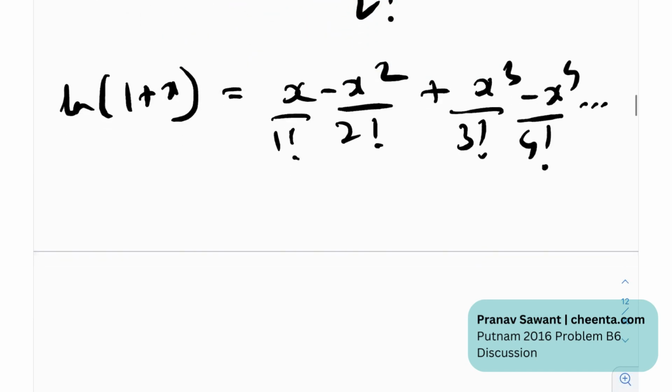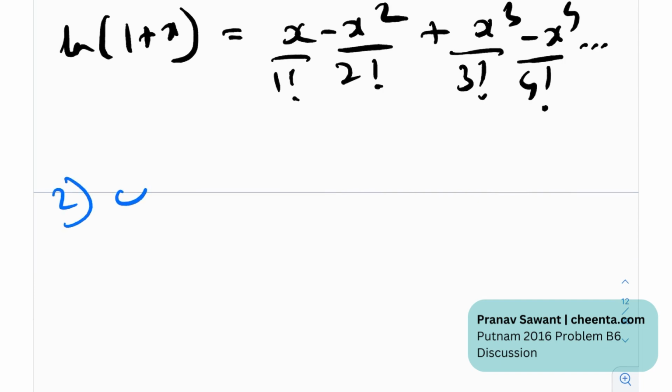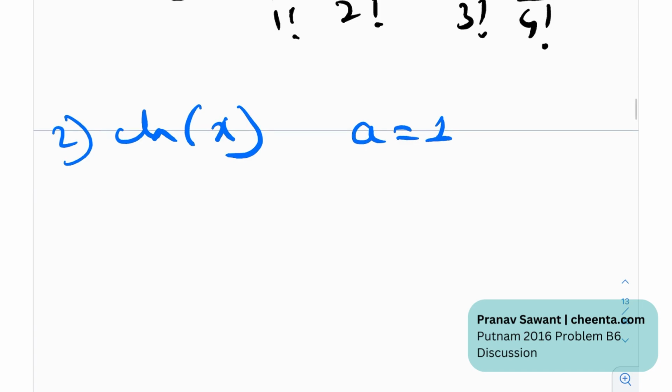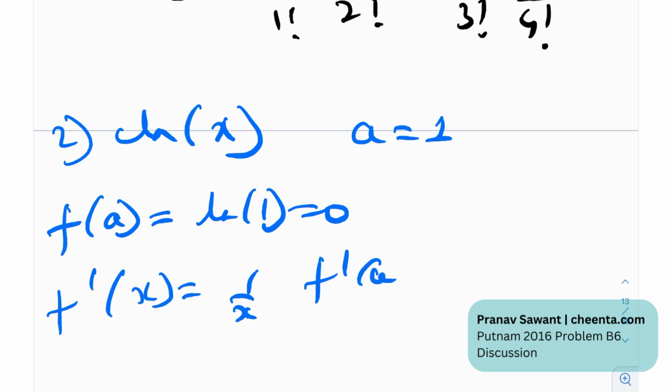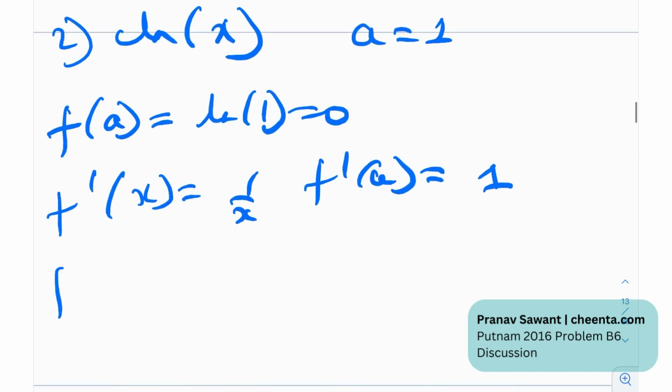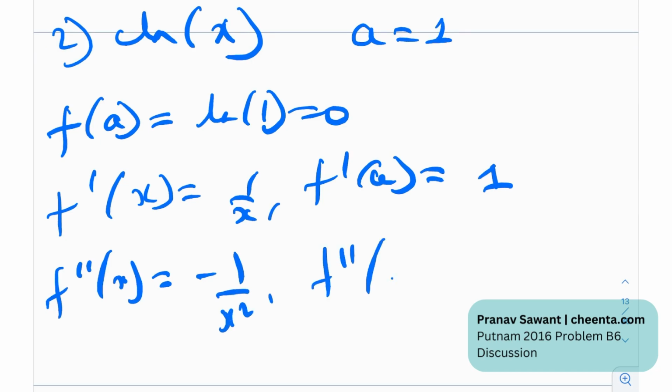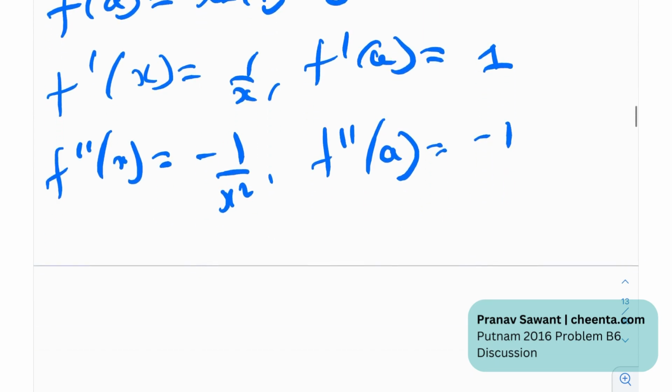Let's do example 2, and try to do that for ln x. And how will we do it for ln x? Well, here we won't consider it about a equal to 0, we'll consider it about a equal to 1. So what will be f of a? f of a will be ln 1, which is obviously 0. What will be f prime x? f prime x will be 1 by x, and f prime a would be obviously 1 by 1, which is 1. f double prime x will be negative 1 by x squared, and needless to say, f double prime a will be negative 1.